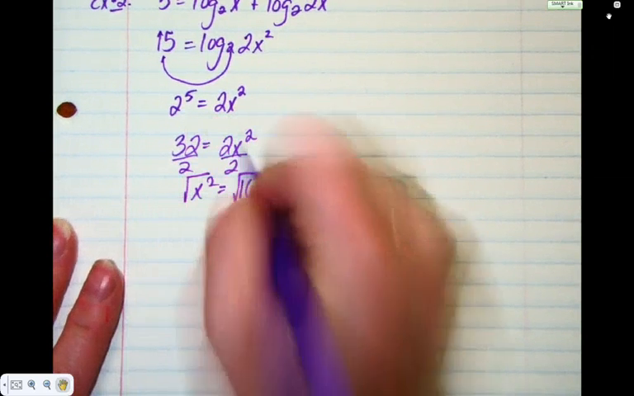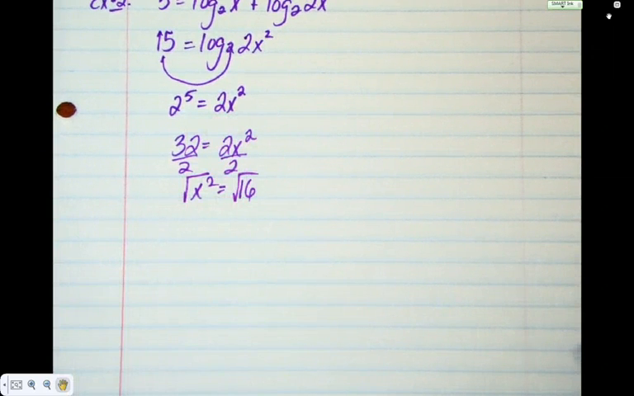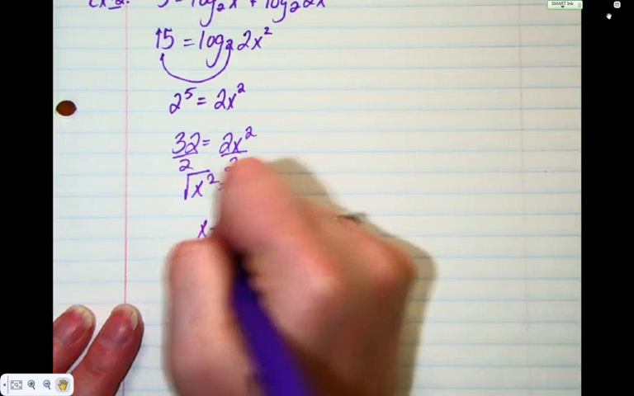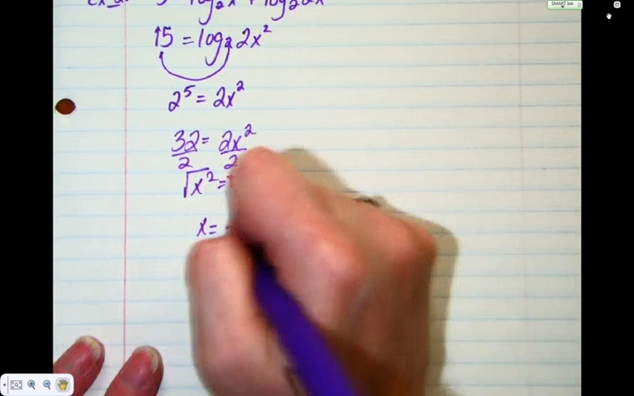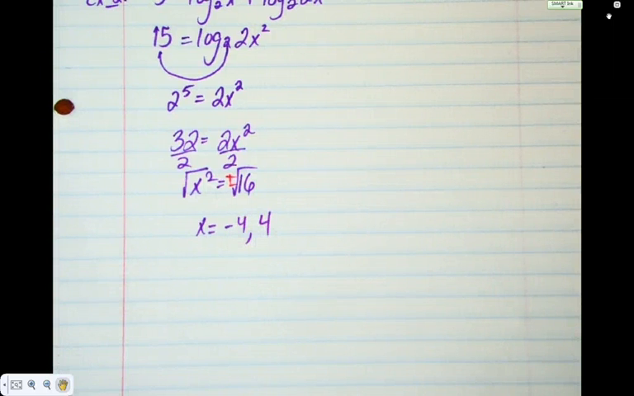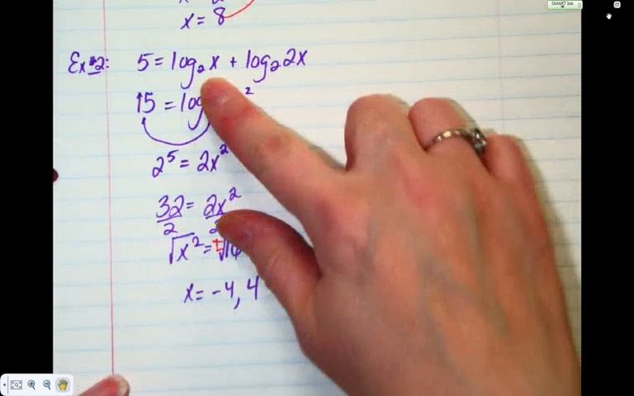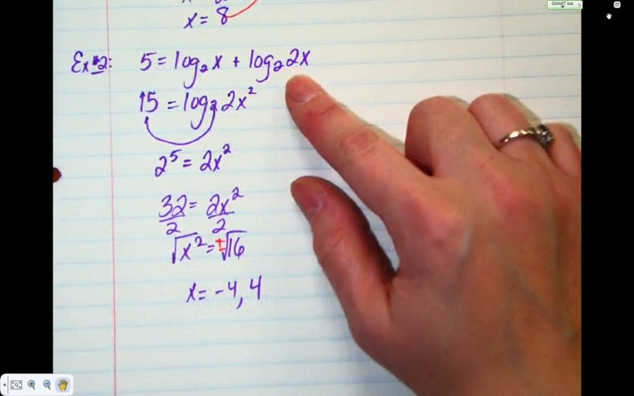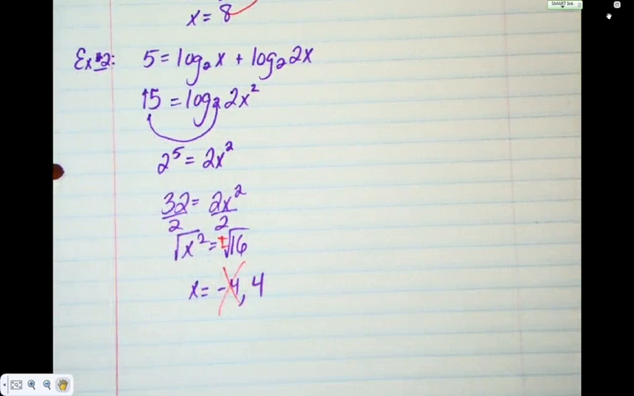Ooh, we're putting a square root into an equation. So x equals -4 and +4. But can we have the negative answer? No, because if I were to sub it back up here, we're going to get log of -4, or over here we're going to get log of -8. Either way, cross it out.